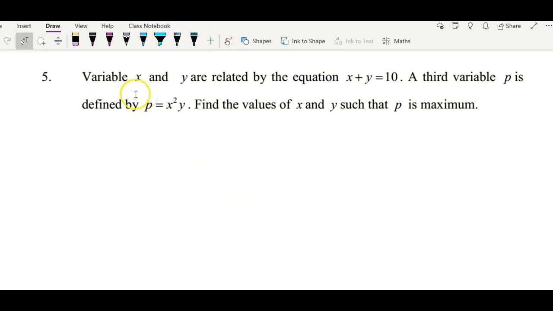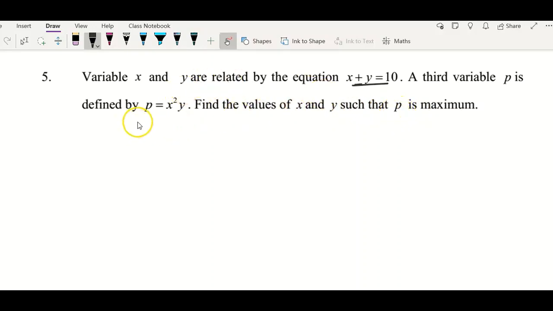Let's read the question 5. Variables x and y are related by the equation x plus y equals 10. So this is the equation showing the relation between x and y. And a third variable p is defined as x squared multiplied by y. Find the values of x and y such that p is maximum. We need to find the values of x and y which make our p maximum.